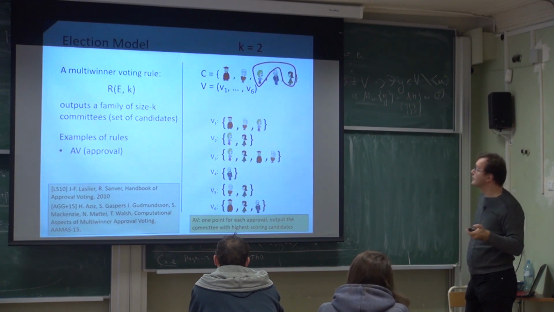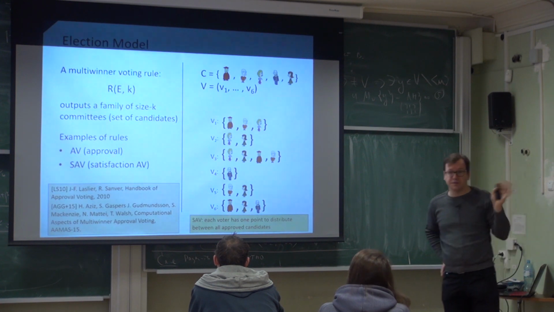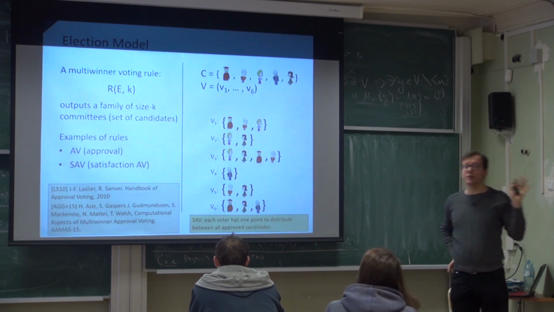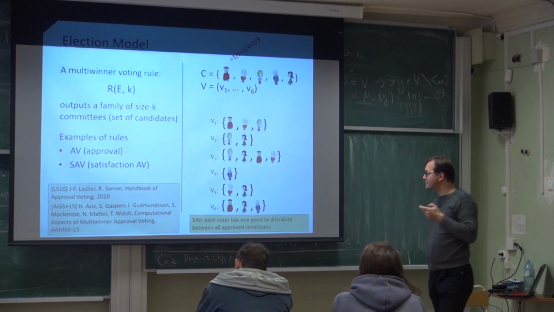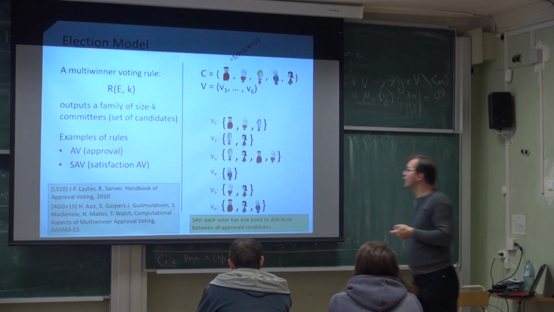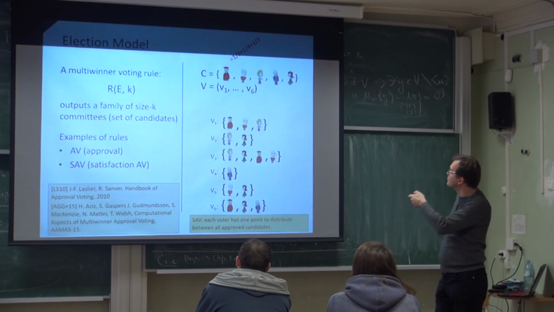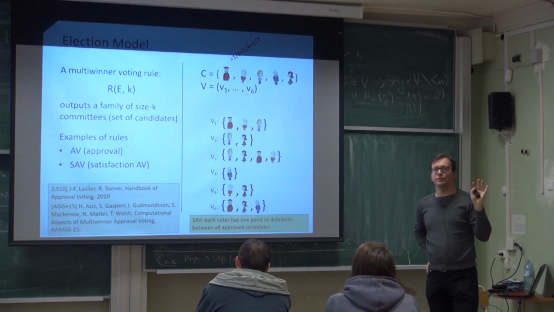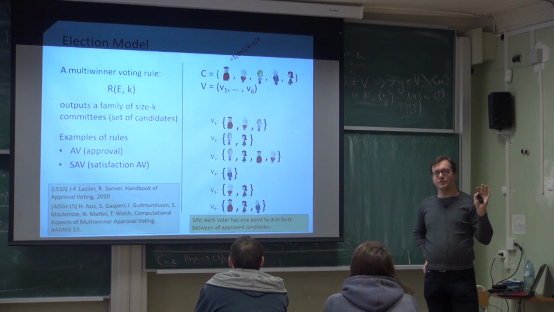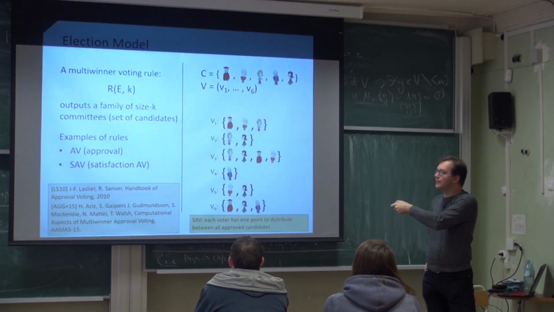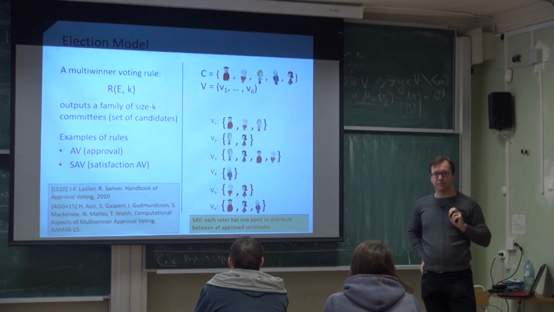So they're all tied, and we have these several committees. Okay, this is one possibility, a very simple rule. On the other hand, we have something called satisfaction approval voting. You can maybe somehow see it here, but essentially the idea is that in the approval voting, every voter could give 1 point to everyone he approved.